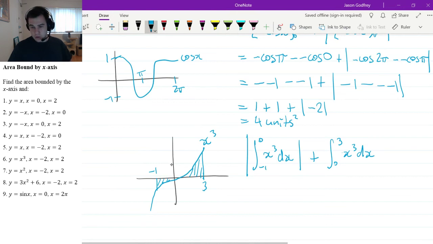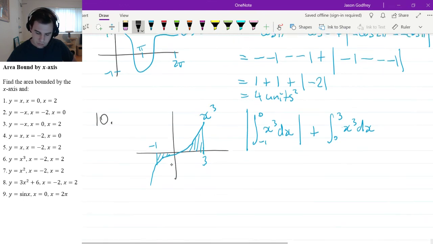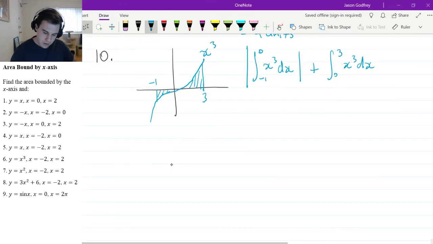So if you want, you can have a go and try that one yourself. We'll call this maybe number 10. So there's one to try for yourself, and if you need help with that, ask me.